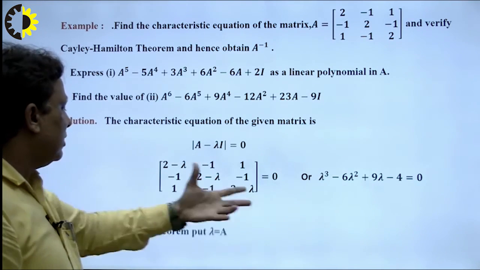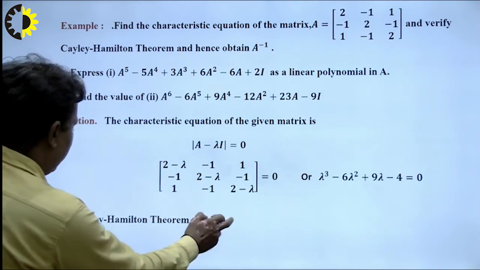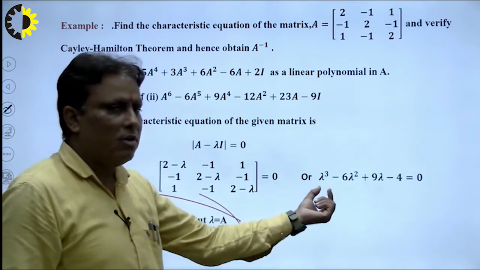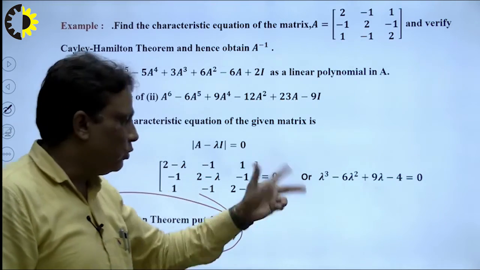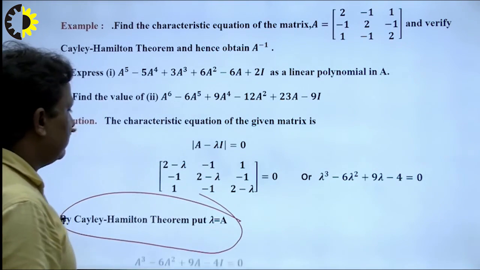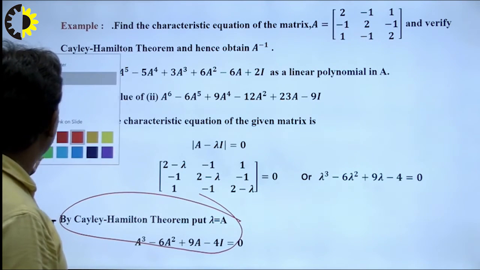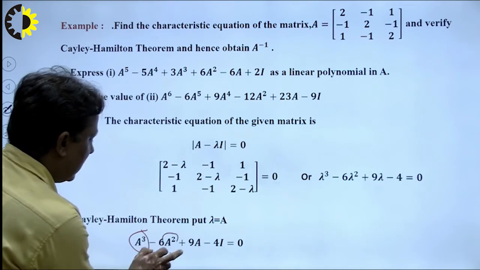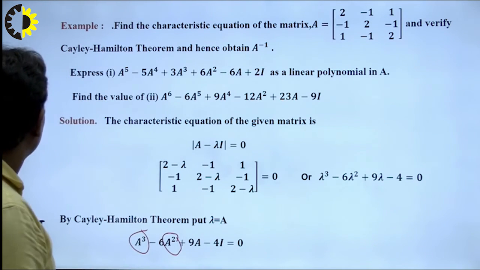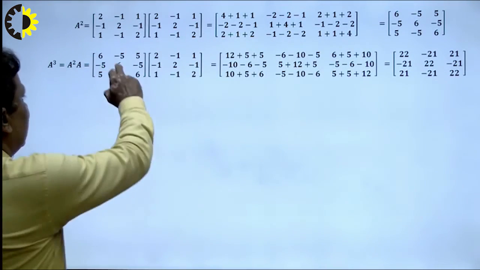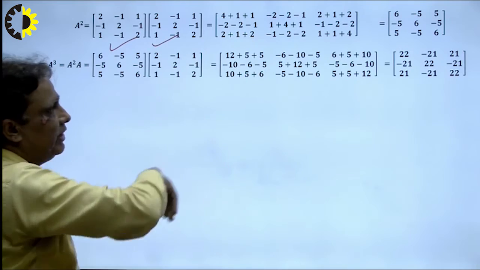We have no requirement to factorize this, but first of all we verify the Cayley-Hamilton theorem. In place of lambda we put A and calculate A cube, A square, A and 4I. First I get A cube, then A square, and put in the values. This is the method to calculate A square: A multiplied by A, which I explain briefly.